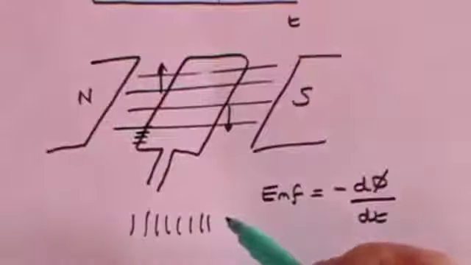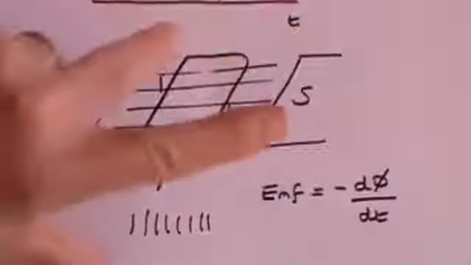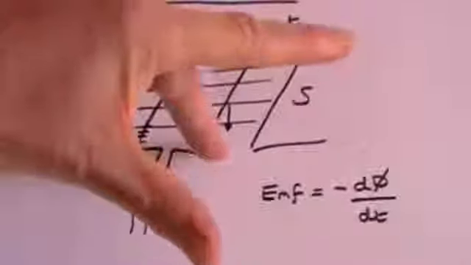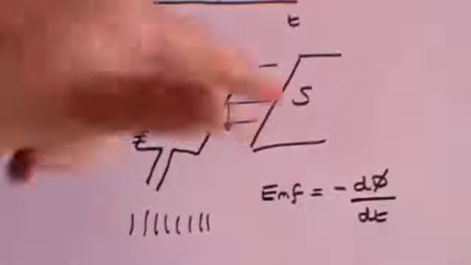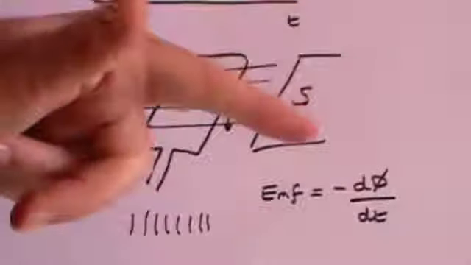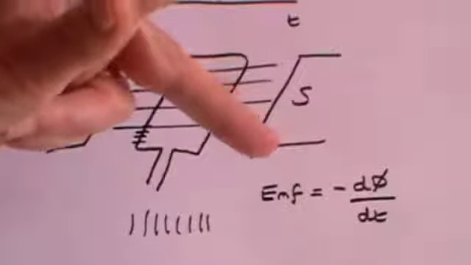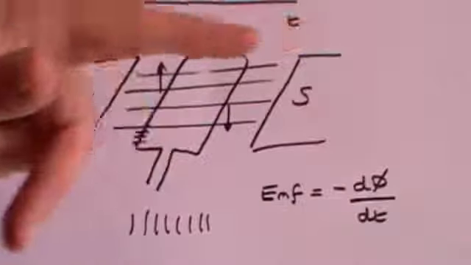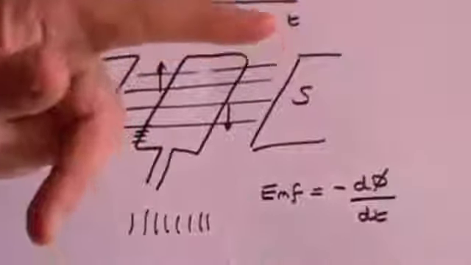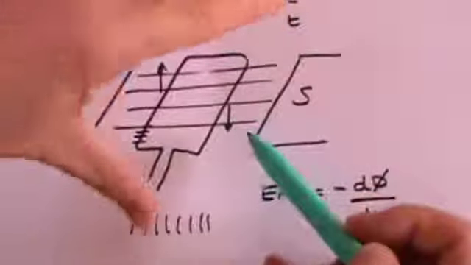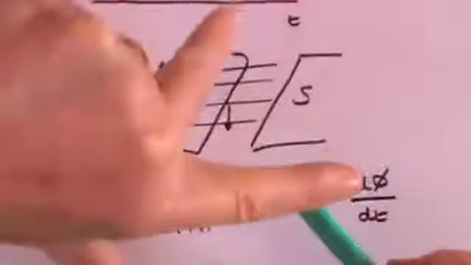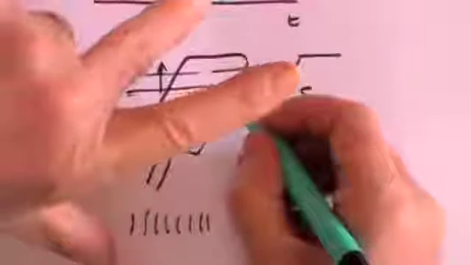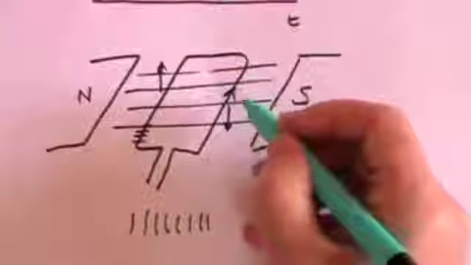Which direction will it flow? Well, we have to use the good old left-hand rule. And this, you may remember, we've seen this before. The thumb is the motion, the first finger is the field, and the second finger is the current. So if we say the field is in this direction, it's going from north to south. The motion in the wire is downwards, so we'll put the motion downwards. The current is therefore flowing in this direction in the wire.